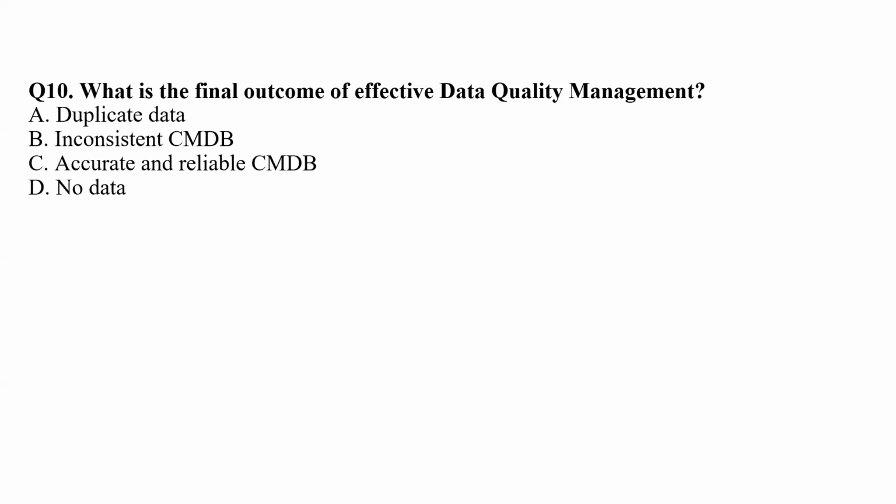Next one, what is the final outcome of effective data quality management? Option A, duplicate data. Option B, inconsistent CMDB. Option C, accurate and reliable CMDB. Option D, no data. So the exact answer is option C, accurate and reliable CMDB.